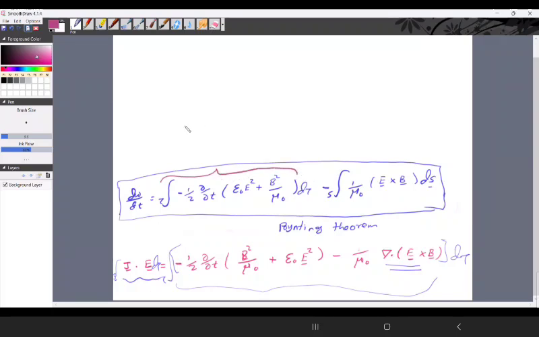The volume element, and write down the meaning of the first term, which is the rate of change of total energy stored in the electromagnetic field. Total energy stored in the electromagnetic field. And the second term, this one. Can you please write down this second term?